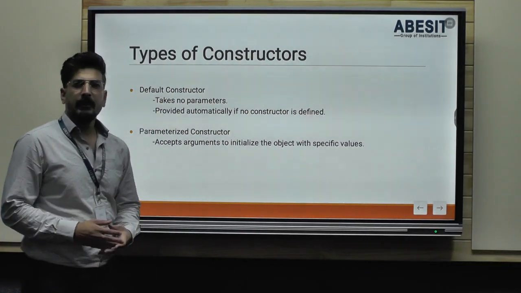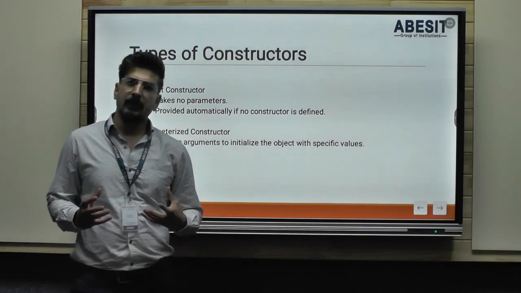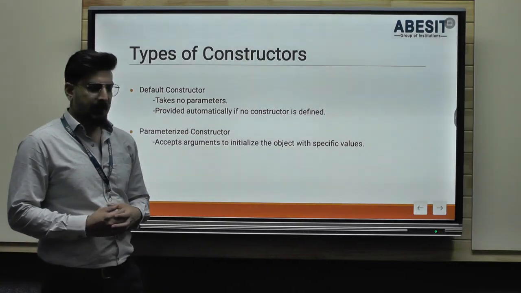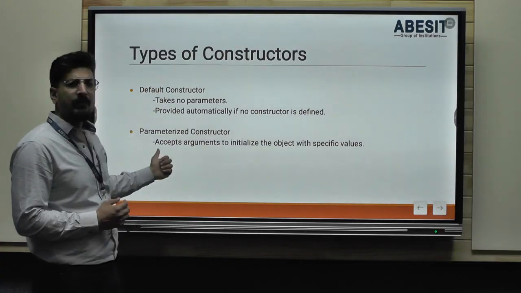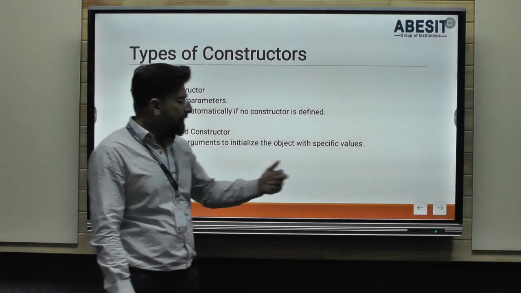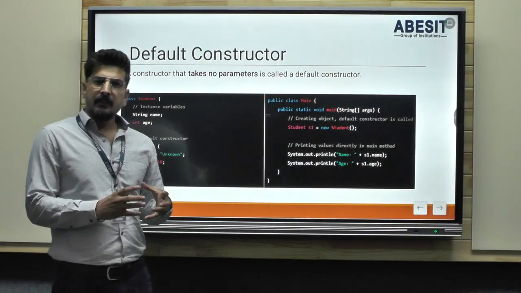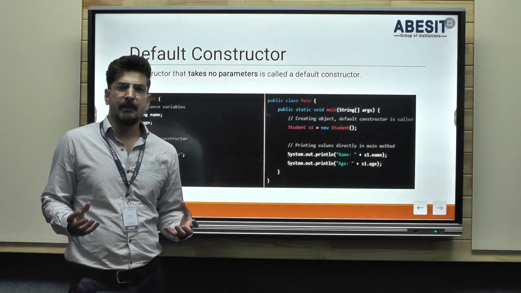Last one, we have types of constructor. Especially in Java, we are talking about the types. We have two types of constructor in Java: one is the default constructor, and the second one is the parameterized constructor. If we talk about the default constructor, we definitely know that the constructor is there with the same name as the class, and we don't have any parameter in a default constructor.